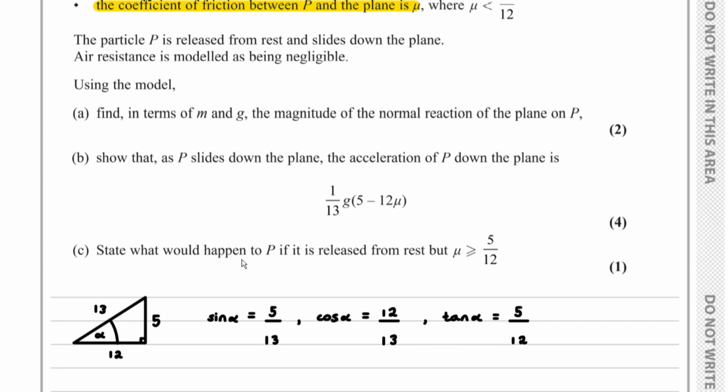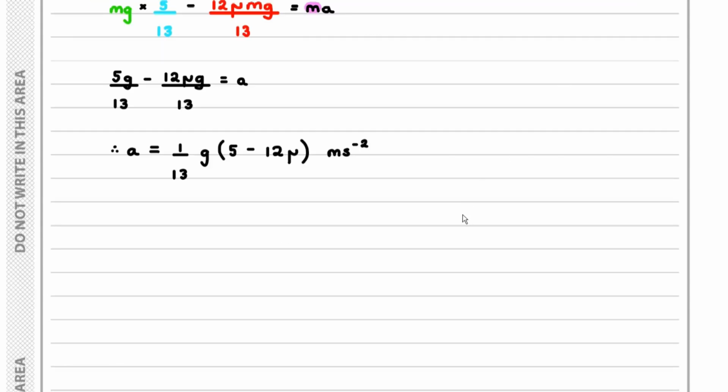Part C. State what would happen to P if it is released from rest but mu is greater than or equal to 5 over 12. Well, for part C, if mu is greater than or equal to 5 over 12, then the particle will not move, as a would be less than or equal to 0.